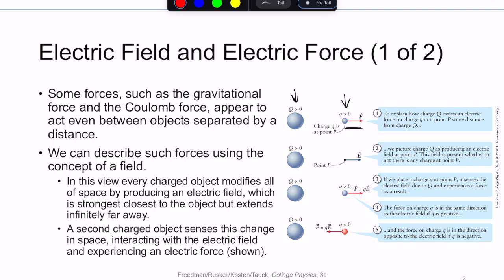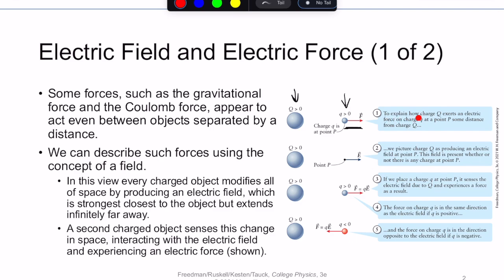What I'm going to tell you now in this section is that instead of talking about F and little q, we can ignore little q. And we can say that at that point where little q was, there's an electric field there. And that electric field, if we were to put something there, that electric field would be responsible for moving Q. Okay? So picture, right?